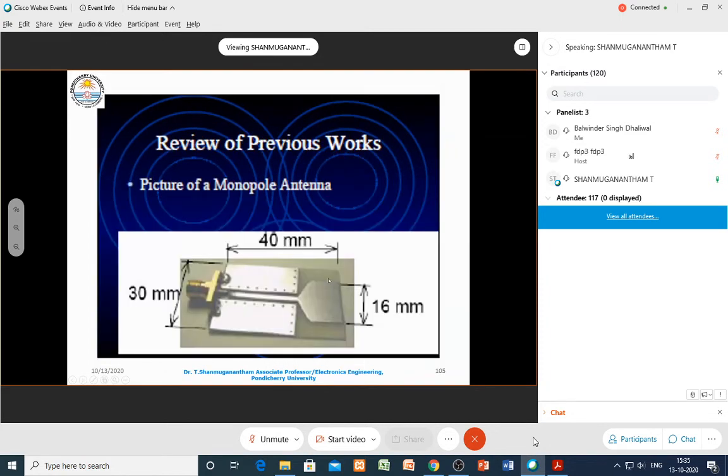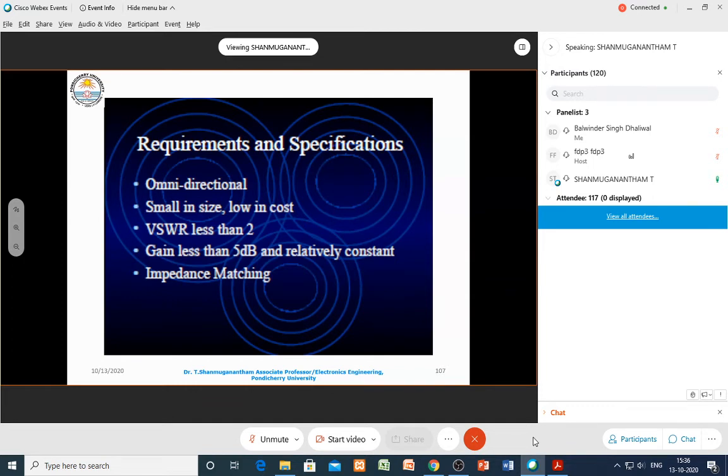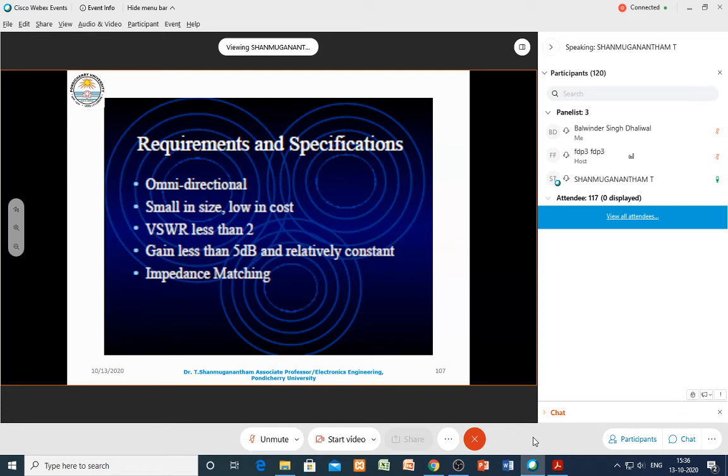And so these are some of the monopole antennas, particularly in the 30 millimeter by 40 millimeter range. This frequency range covers 3.17 GHz to 10.56 GHz, with channel spacing of 528 MHz, symbol chip rate of 3.2 MHz, and sub-carrier spacing of 4.125 MHz, among other things. The required specifications are omnidirectional, small in size and low in cost, with VSWR less than 2, gain less than 5 dB, and relatively constant impedance matching.